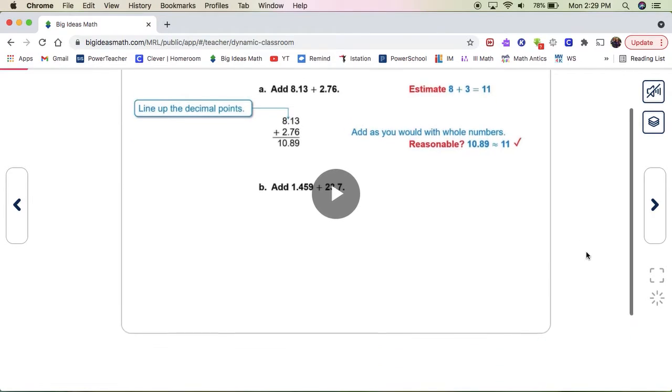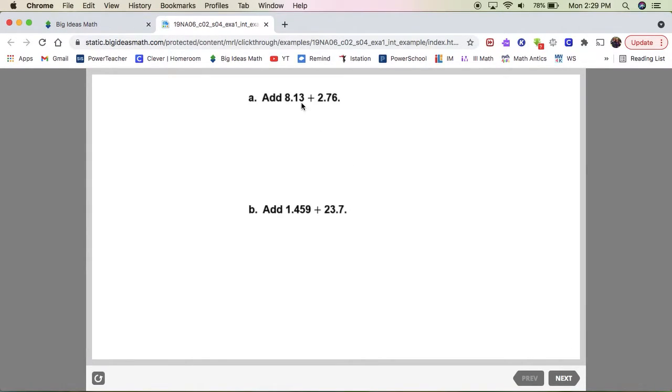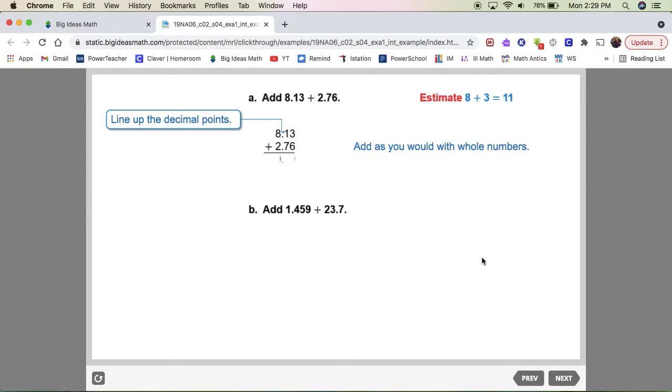So here's the first example. They're adding 8.13 plus 2.76. They estimate their answer to be 11. Notice they line up their decimal points. They bring down their decimal point. They add as you would with whole numbers. So that would be starting to the far right. They're going to add their hundredths, their tenths, and then their ones place. Is their answer reasonable? Is this close to 11? Yes.